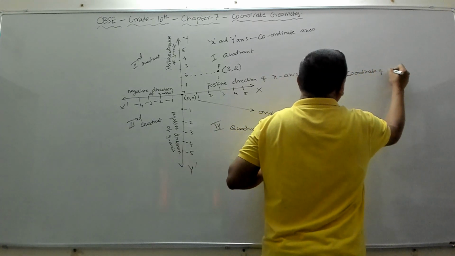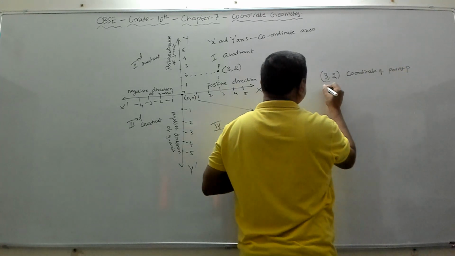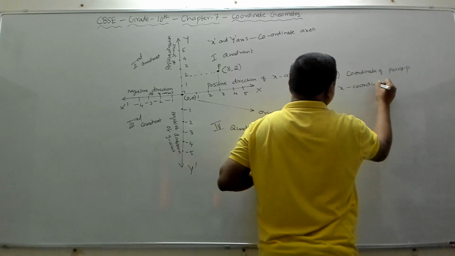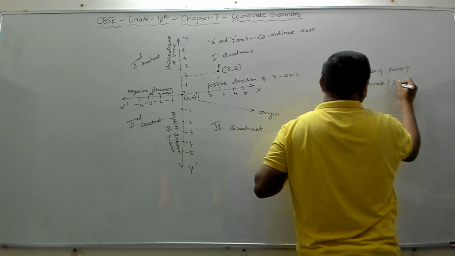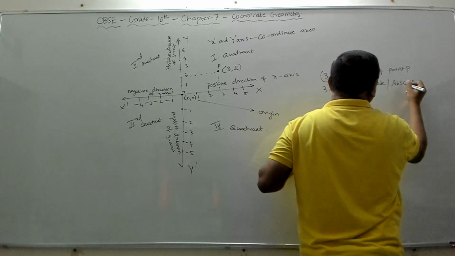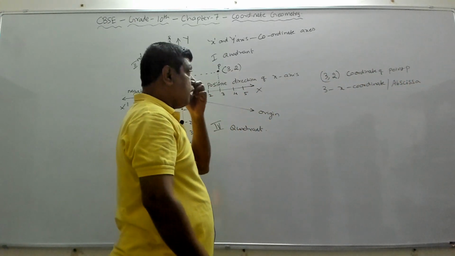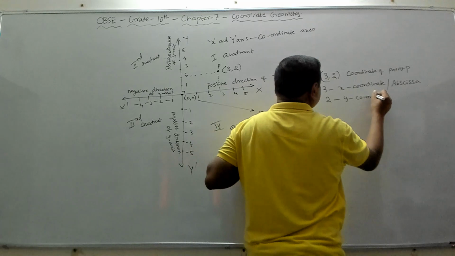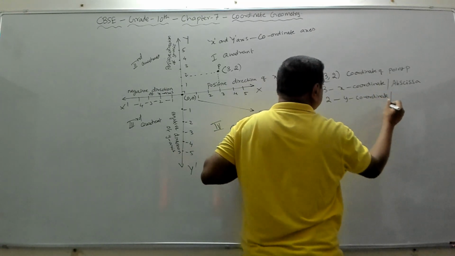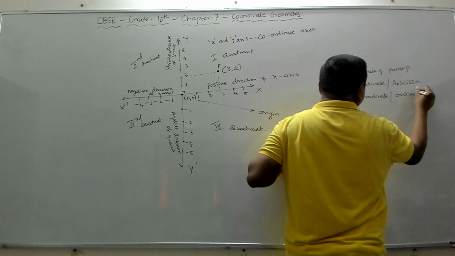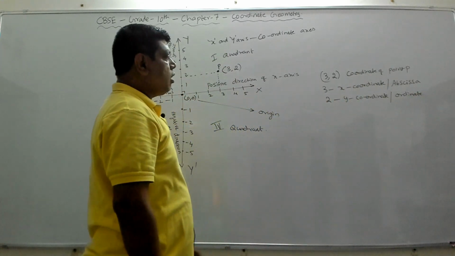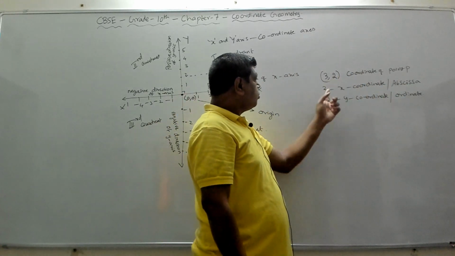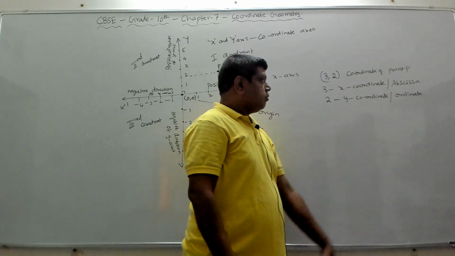Coordinate of point P. And this 3 is called the x coordinate. X coordinate is also called abscissa. And this 2 is called the y coordinate, and it is also called ordinate. The other name for y coordinate is ordinate. So 3 is called the x coordinate, the other name for x coordinate is abscissa, and 2 is called the y coordinate, which is called ordinate.